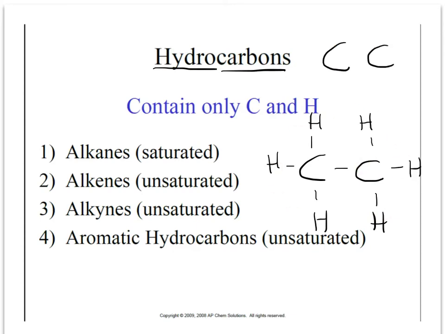We can draw the same structure of 2 carbons, but let's say those 2 are double bonded to each other. Well, carbon can only have 4 bonds each. That means there's only room for 2 hydrogens. So it's not holding the maximum number of hydrogens. If it got rid of this double bond right there, we could fit another hydrogen there and another one there. So this is an unsaturated hydrocarbon.